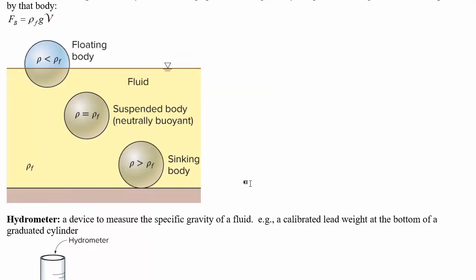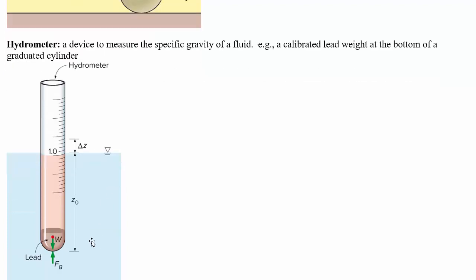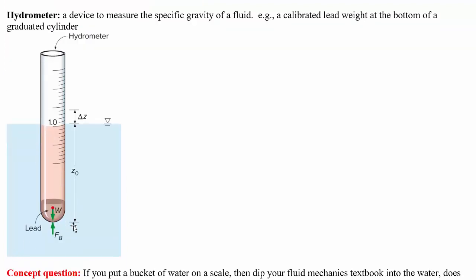Now, a device that takes advantage of this to measure the specific gravity of the fluid is called a hydrometer, so a calibrated lead weight at the bottom of a graduated cylinder. This is calibrated to compare the specific gravity of whatever fluid it's sitting in to the specific gravity of water. So remember that the buoyant force is based on the density of the fluid displaced, because you take that density and multiply by gravity constant and volume to find the weight of the fluid displaced, and that's the buoyant force.